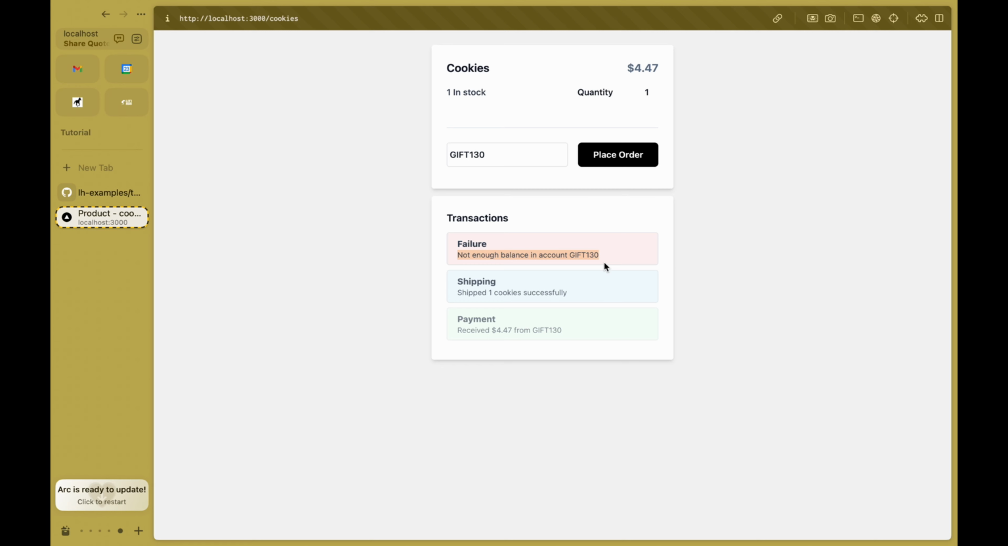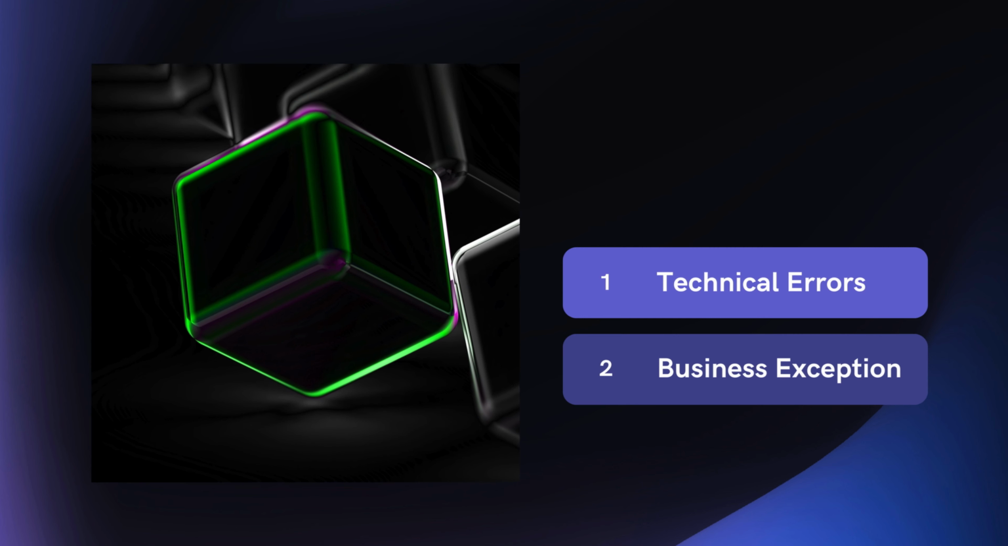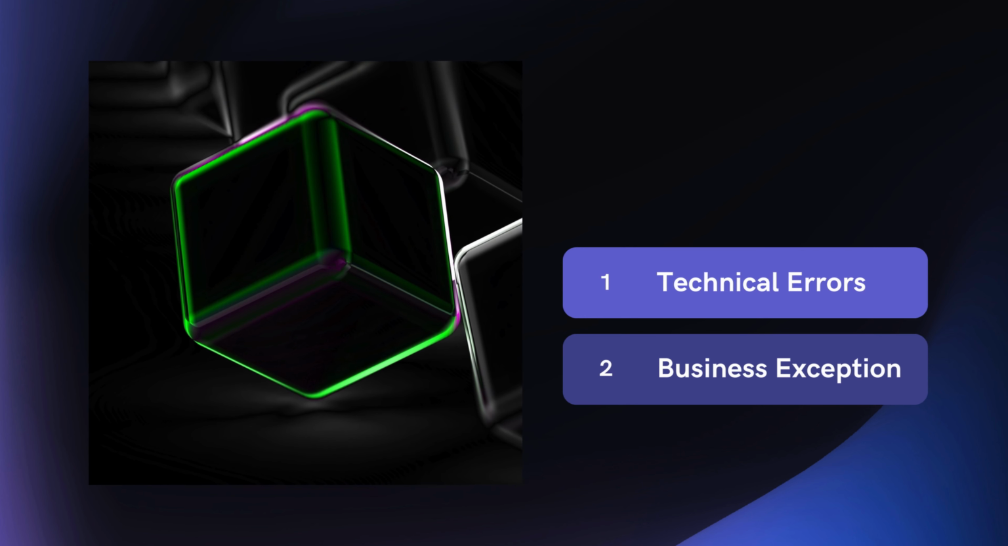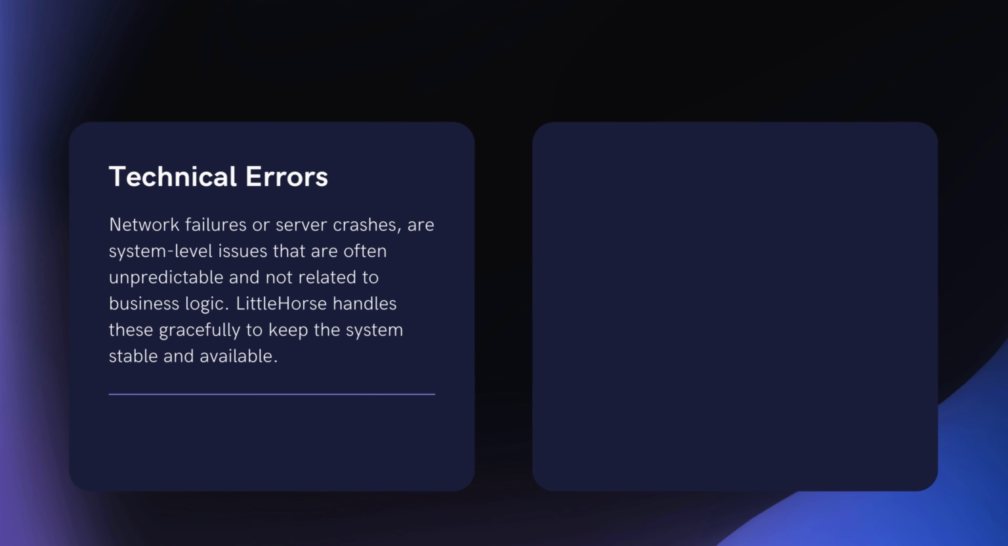Note, in LittleHorse, we distinguish between technical errors and business exceptions to maintain transactional integrity and a smooth user experience. Technical errors like network failures or server crashes are system-level issues that are often unpredictable and are not related to business logic. LittleHorse handles these gracefully to keep the system stable and available.